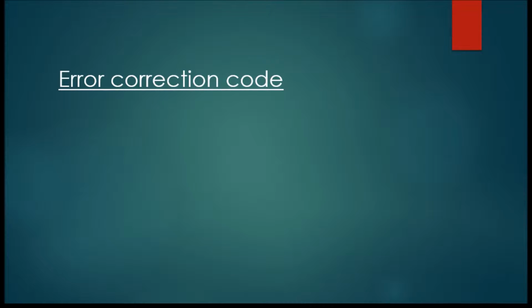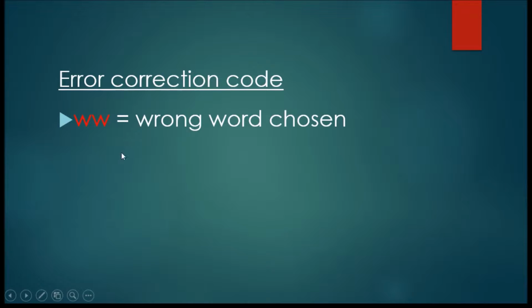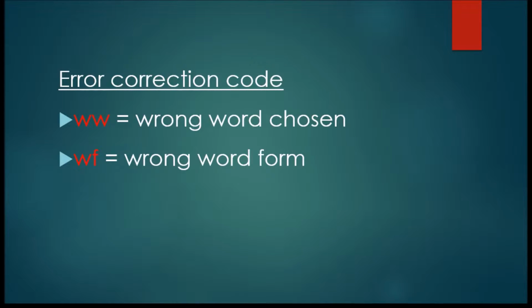So it's important to know what each code means in order to make the proper corrections. So I'm going to take you through some of the more important ones in this particular tutorial. So the three that I want to focus on are WW for wrong word chosen, WF for wrong word form, and T for wrong verb tense. So any of these errors, you'll find WW, WF, or T above the word which will have been underlined.